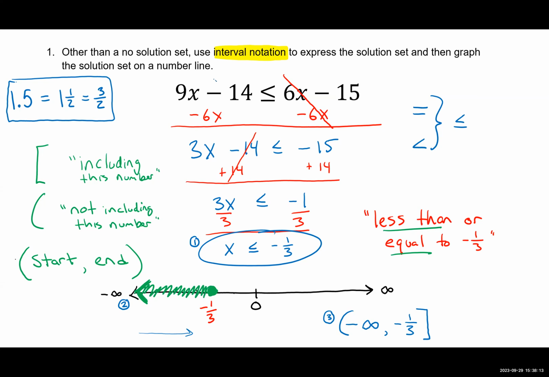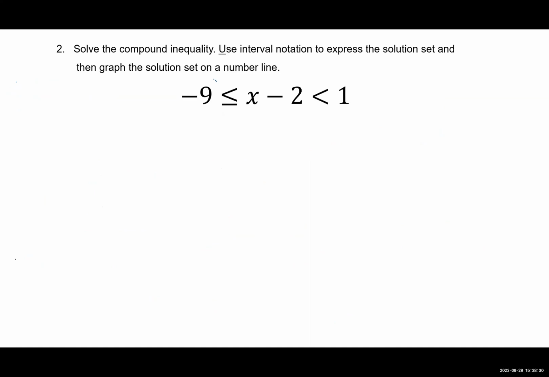Now with inequalities, it's possible you may have 2 of them in one problem. With an equal sign, you only have 1. It's the left side equals the right side. But with inequalities, and let me go on to number 2, you may have what's called a compound inequality, where you've got not just a left side and a right side, but you've got a middle.